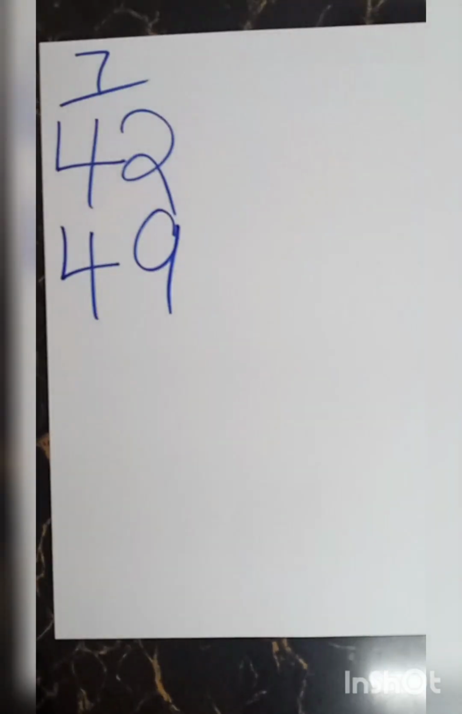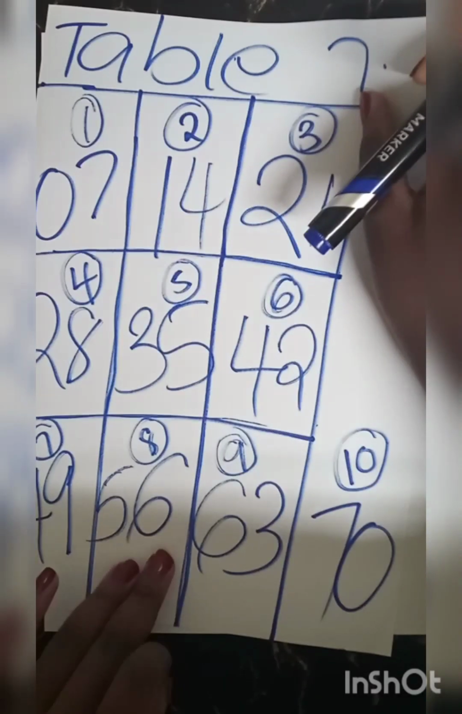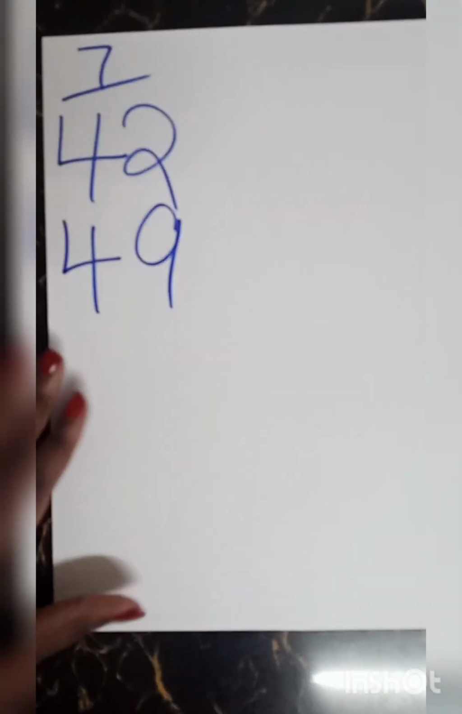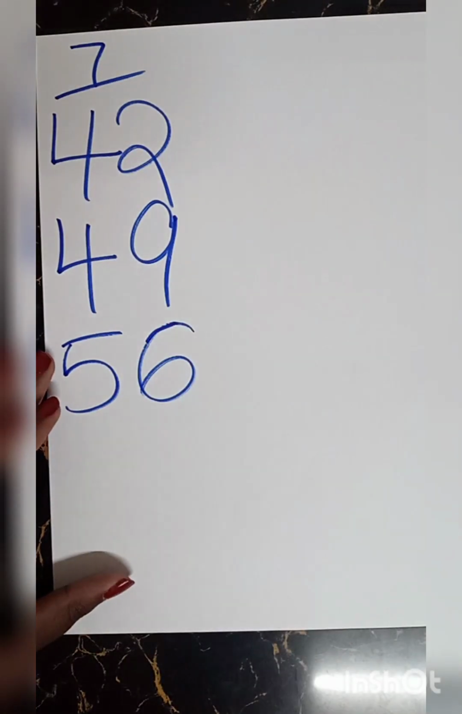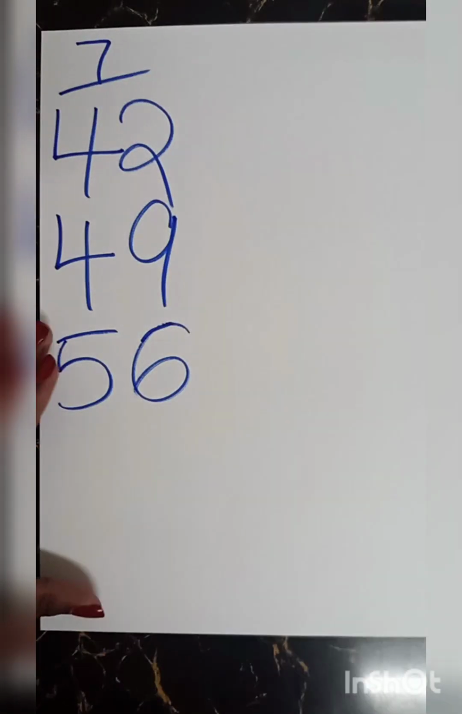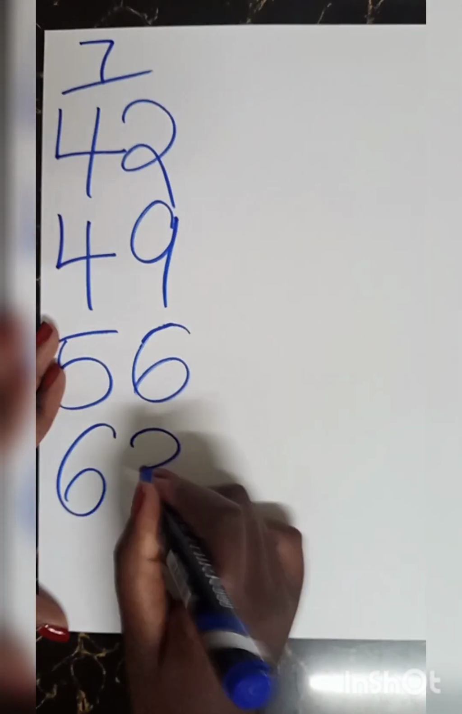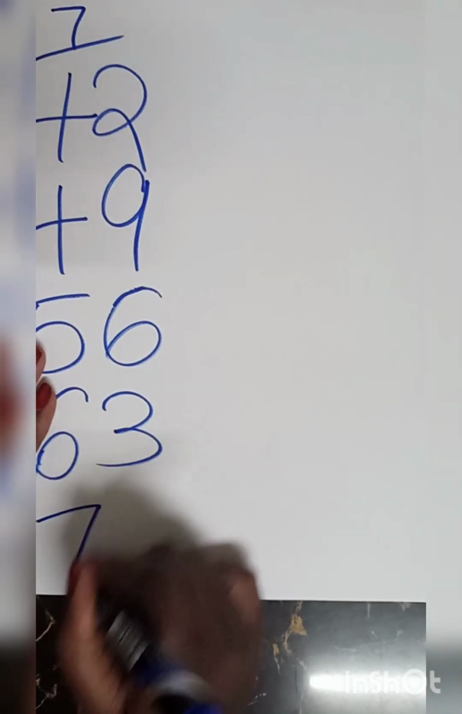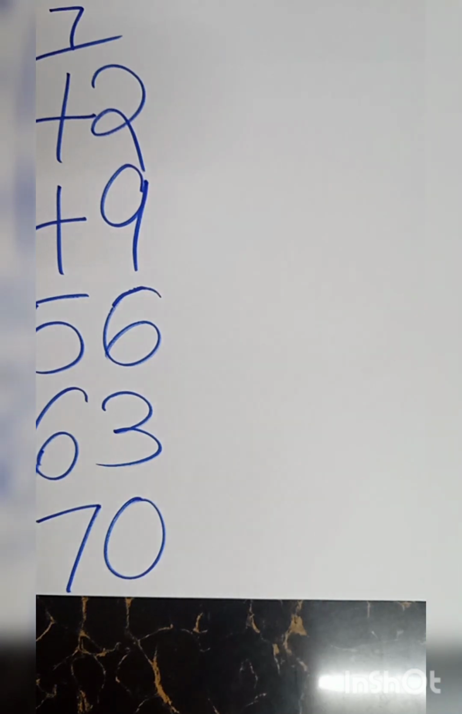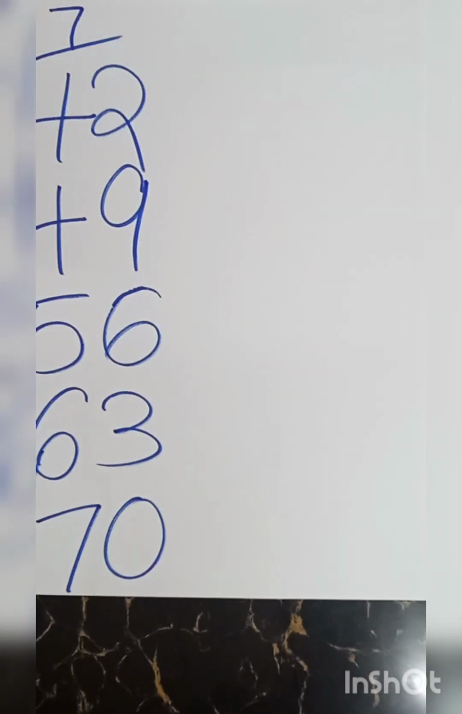7 times 8 is 56. Okay. So that means that we'll write a 56 here. 7 times 9 is 63. So that means that we'll write a 63 here. And last but not least, 7 times 10 is 70. So we'll write a 70 here. Are we together? Okay.